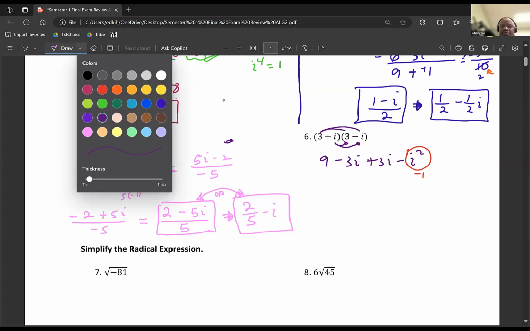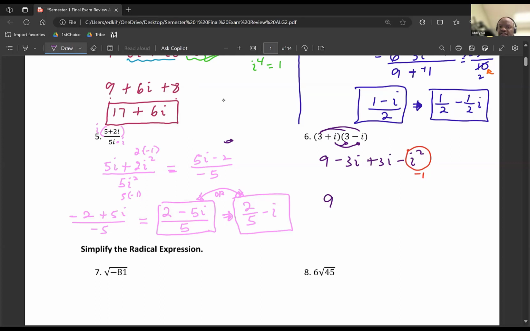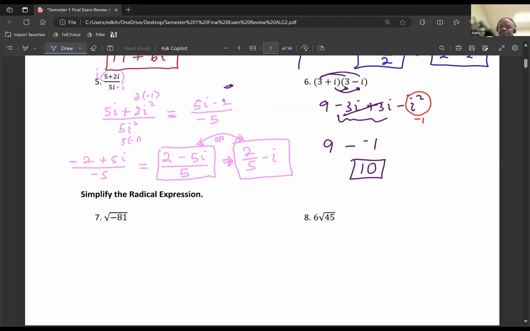So what's going to happen, we still have a 9. These are like terms, negative 3i plus 3i, those just cancel out. But then here we have minus negative 1. So this ends up becoming a 10 for number 6.